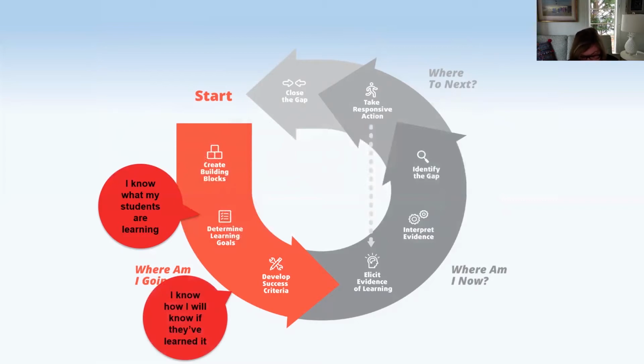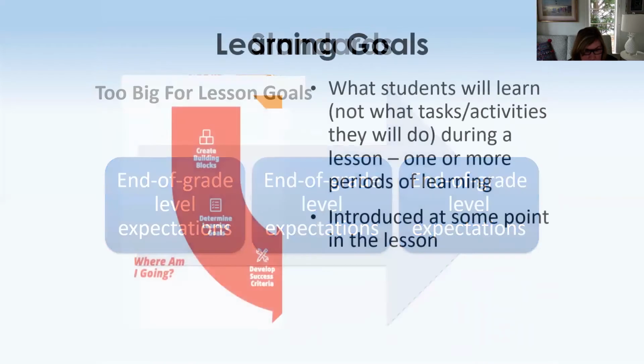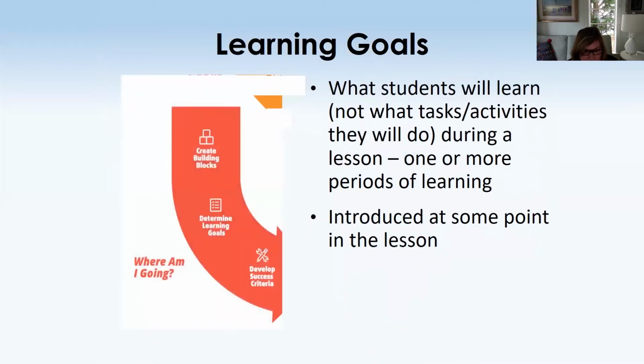So just to think for a minute about lesson goals, the standards themselves are too big for lesson goals. The standards specify what students are going to learn at the end of a grade level. And so the learning goals are, as I said, those building blocks. What happens in between each of the standards? What are those steps along the way that support the student to get from the end of one year's standard to the end of the next?